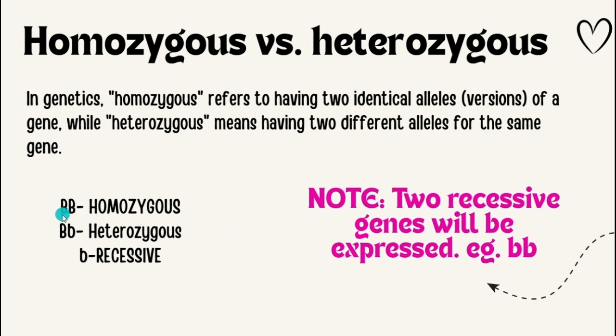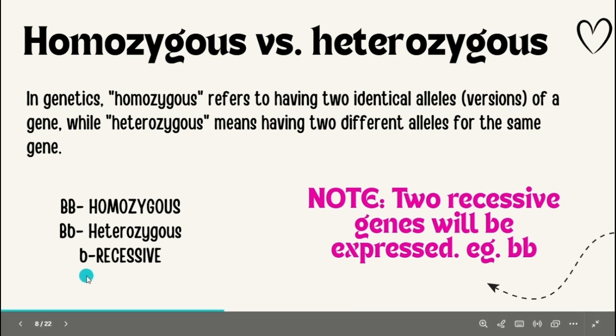So in the example here we have two B's. Big B is homozygous because both alleles are the same, both genes are the same, right? Then you have heterozygous, which means that one of them is different. So you have big B, little b. And obviously recessive, you have little b.